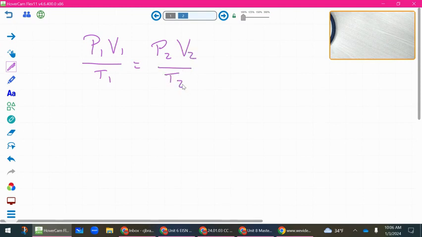What's held constant in Boyle's law besides the amount of gas? Temperature. So if you have a problem, what's going to be the temperature here?